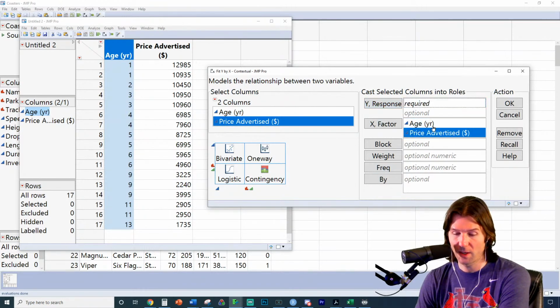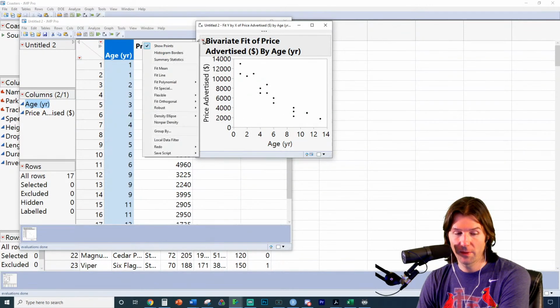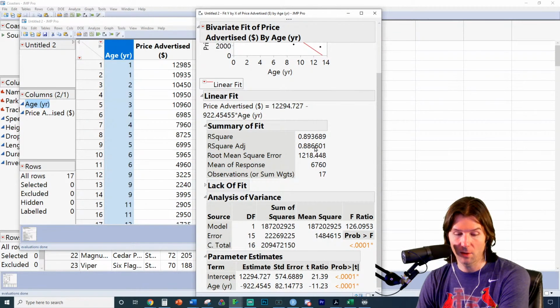Oh wait, I put them in the wrong spot. Price explains, no, I did put them in the right spot. The age of a car explains the price of a car. And you see there's a negative, somewhat linear relationship. We can fit the line and we get R squared.